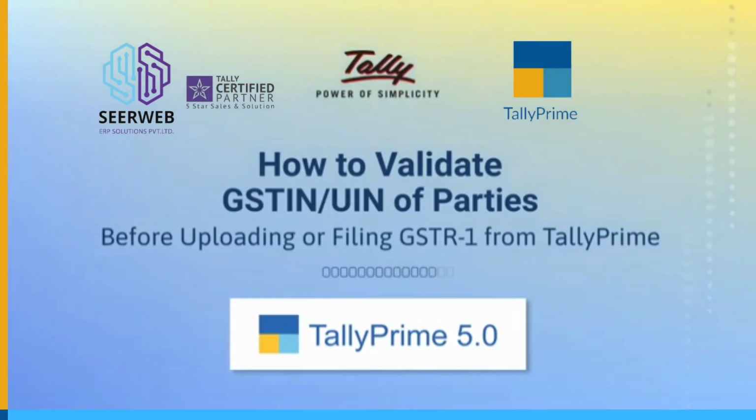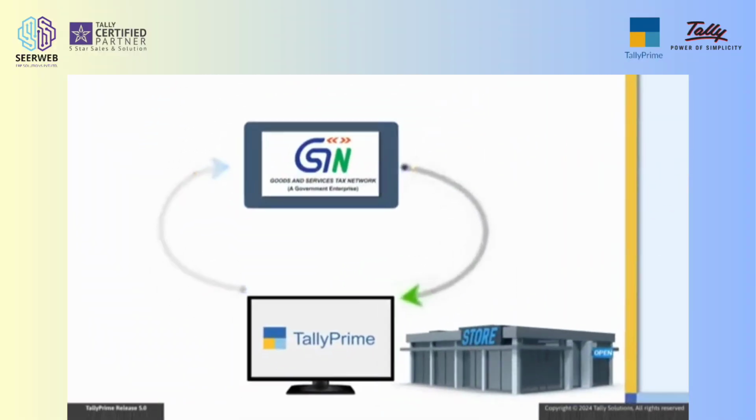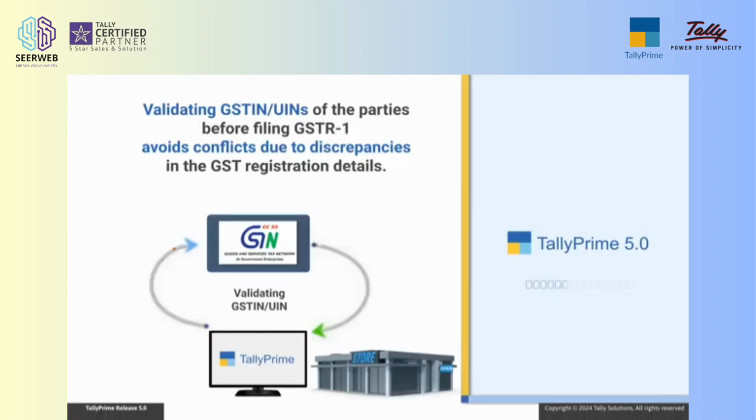In this video, you will understand the process of validating GSTIN UIN of the parties before uploading GSTR1 from TallyPrime. When you upload GSTR1, you need to ensure that the GST-related details of the parties are updated and true to the data on the GST portal. This avoids rejections due to discrepancies in the details.